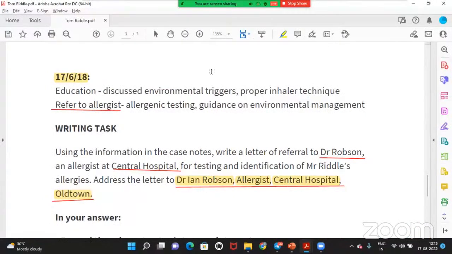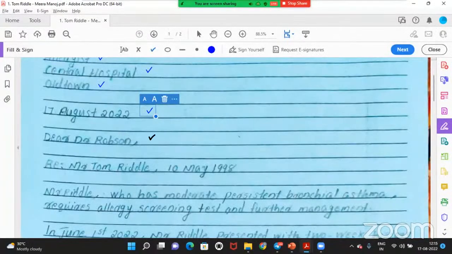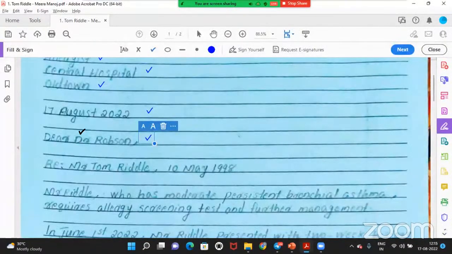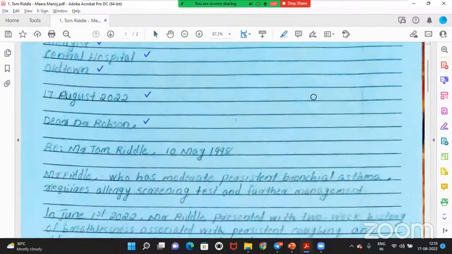Next one is, Dear Dr. Robson. The comma should be immediate. Dear Dr., the D should be a little higher than the other letters, and the R too. The capital letter M should be higher than the other letters. Regarding Mr. Tom Riddle, this M should be straight. The angle should be straight.